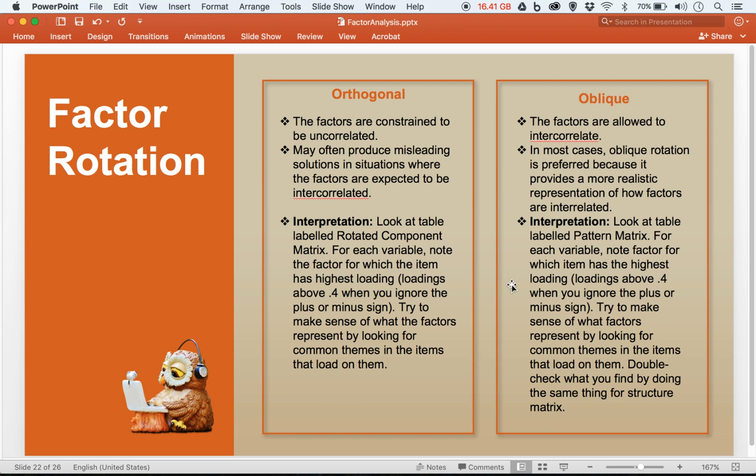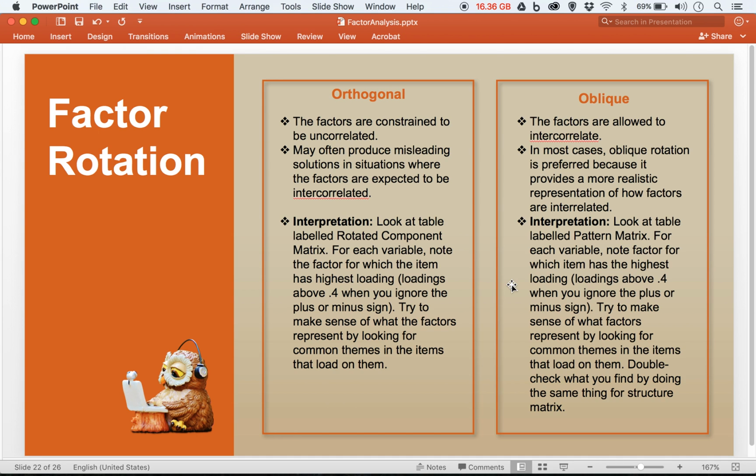Now the next thing to do is make sure you actually select the right type of rotation, and we can pick from 2 types. We can have orthogonal or we can have oblique. And in the orthogonal rotation, our factors cannot correlate. So our factors are constrained to be uncorrelated. But in the oblique rotation, our factors are allowed to be intercorrelated, which means that the correlation values we were looking for earlier were acceptable. So orthogonal rotation often leads to misleading solutions in situations where we know that factors are expected to be intercorrelated. Thus, in most cases, the oblique rotation is preferred because it provides a more realistic representation of how the factors can relate.